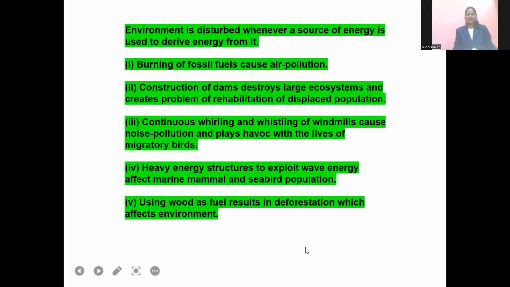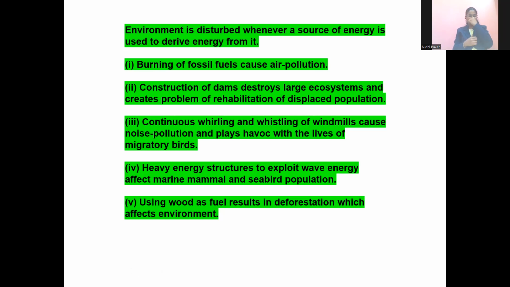Along with that, there are the heavy energy structures used to exploit wave energy. For example, tidal energy is used to generate electricity. When you immerse the turbine, it will disturb the marine life, the fishes and organisms which live in the water, as well as the seabird population which usually stays near the seas. So all of this will be affected.